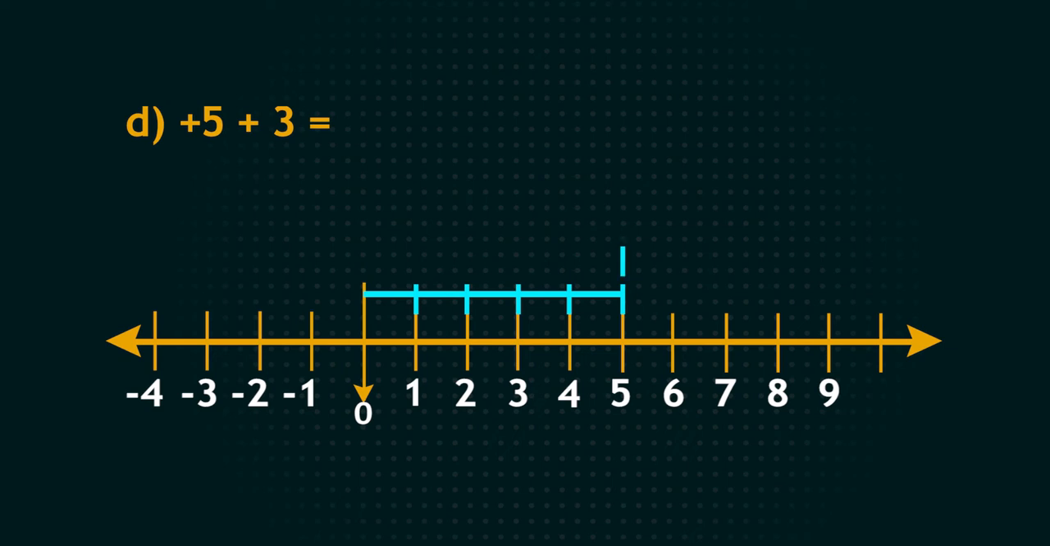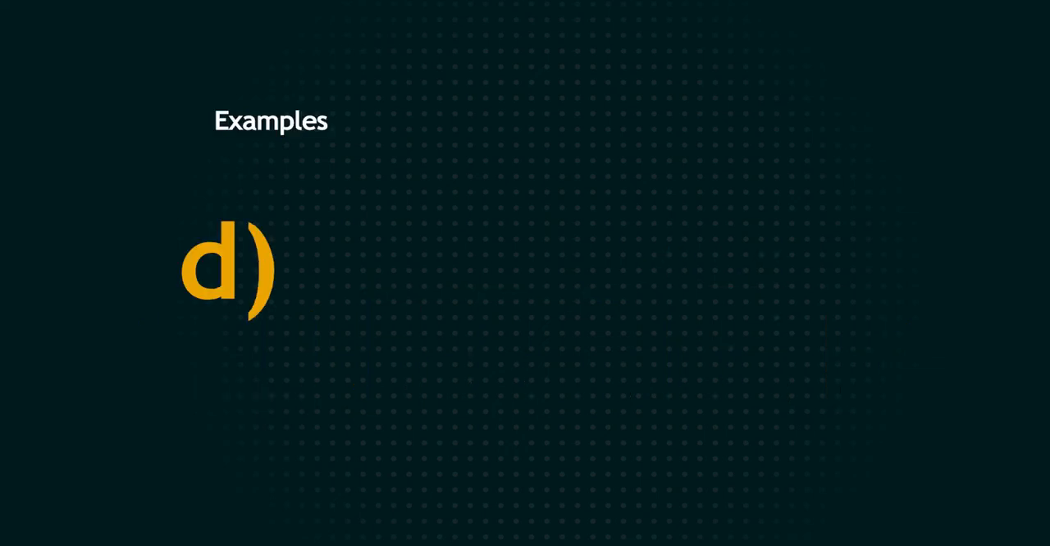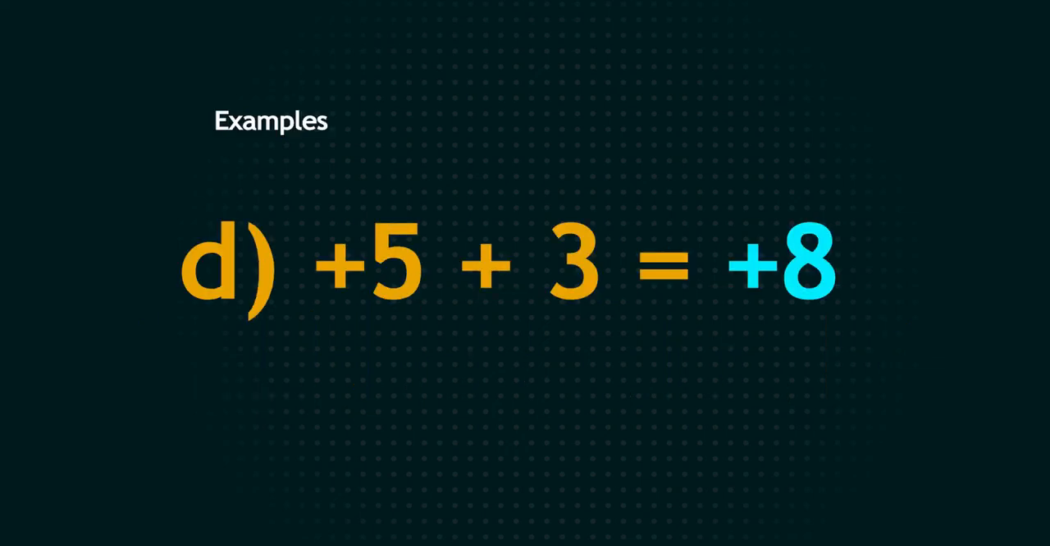Then from there, should we change the direction? Not really, because the next number we are adding is also positive, positive 3. That means from where we have stopped at positive 5, we have to add 3 more steps. So from positive 5, add 1 step, and we go to positive 6. Add another step, go to positive 7. Then the third step will put you at positive 8. Meaning that positive 5 plus positive 3 gives you positive 8.